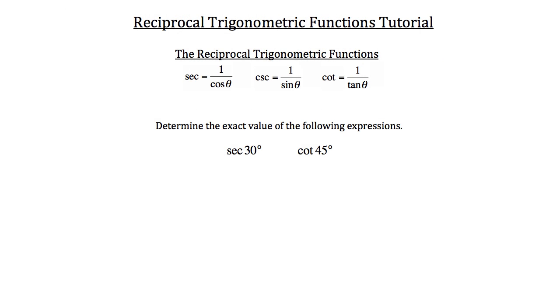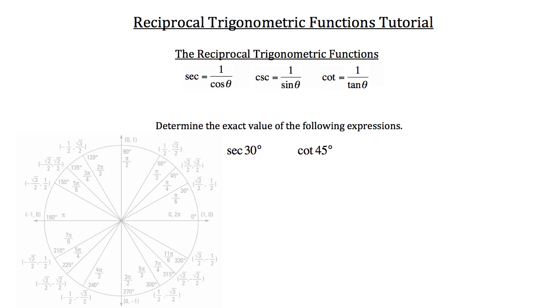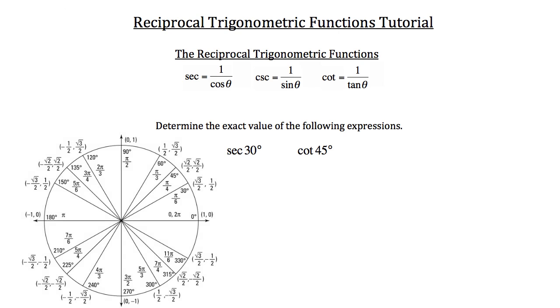Determine the exact value of the following expressions. So let's begin with secant 30 degrees. In order to solve for the exact value of these reciprocal trigonometric functions, we want to take a look at our unit circle, so I'll go ahead and bring one in for us to look at. In this case, we're being asked to find the secant of 30 degrees. Now remember, the secant is 1 over the cosine theta, and in this case, theta is 30 degrees.